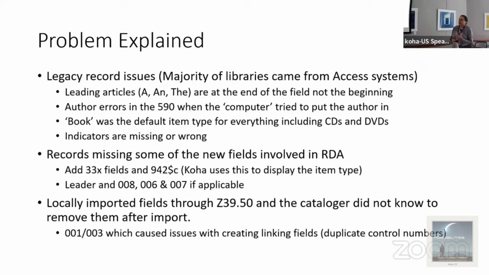So legacy records, and I've worked with software that do this. Excel does this. Deleting A and The, that leading article, if you put it at the beginning, it sorts by it, and you don't want that. So you put it at the end of the title. In Koha, you don't want it at the end of the title; you put it at the beginning of the title and use the indicator to skip it. So I had to clean all that up.